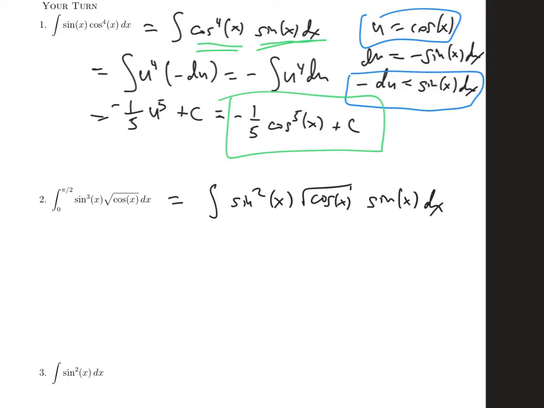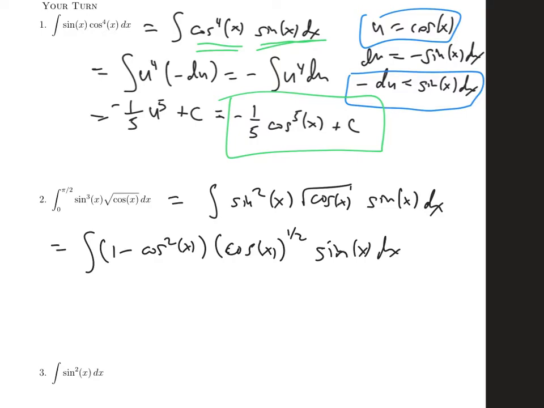The reason I want to have an even power left here is because I can change that into an expression involving cosine. So sine squared is 1 minus cosine squared. And I still have the square root of cosine, which I'm going to write as cosine to the 1/2, and then times sine x dx. This is a definite integral, so I'll carry this information around as well. I just have to remember to evaluate a number at the end.